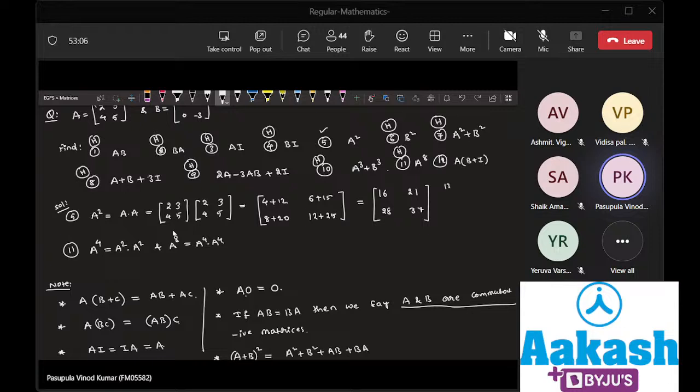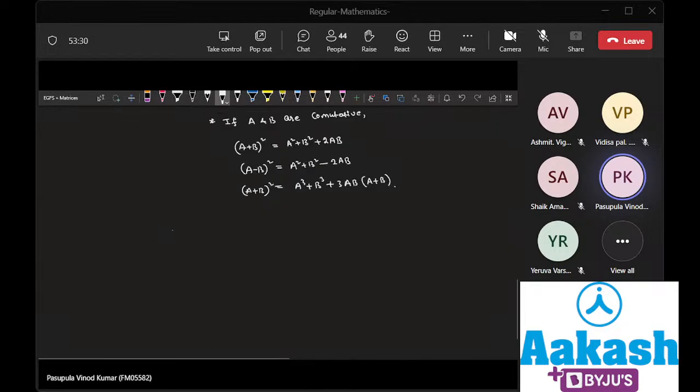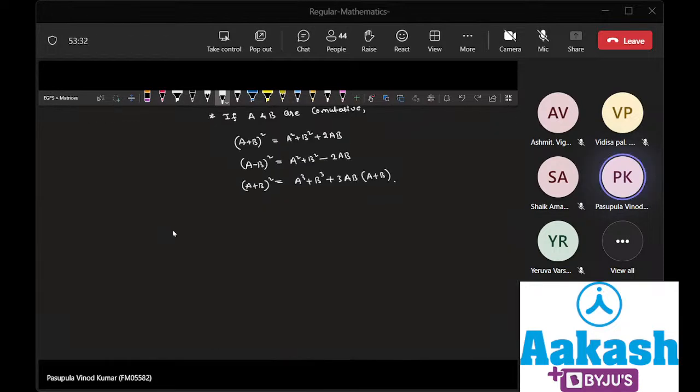And the 13th one, what is it now? This is A square into (2B minus 3AI). So this also you try to find out, everyone. Can we multiply this A inside according to this first property? Yes or no? You can multiply, it's not an issue. Distributive law is applicable, right? So next, what is it now?